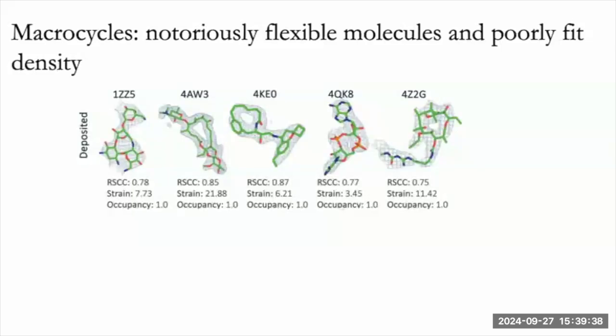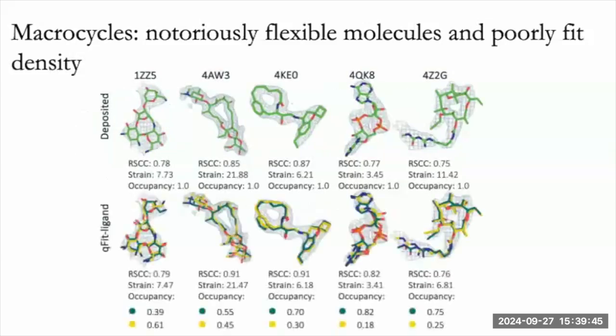But they're really hard to model because they're flexible and they're almost always in multiple conformations. So we showed that we can automatically fit multiple conformations of many of these macrocycles, again improving the fit to data and often improving the strain as well. I think this strain goes back to very similar metrics that we had in proteins, where you try to fit one conformation in where there should be two, and you get strain.